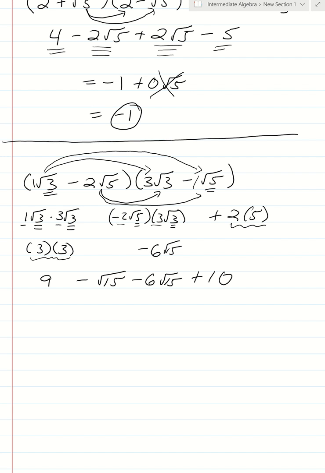Once again, we always have to say, can we simplify? And sure enough, we can. Because if we were to take the 9 and the 10, those are like terms, we get 19. And then we have these like radicals. Both have the square root of 15. And if we combine those like radicals, we would have to take the negative 1 minus 6. That would give you a negative 7 square root of 15. So 19 minus 7 square root of 15 would be your simplified answer.